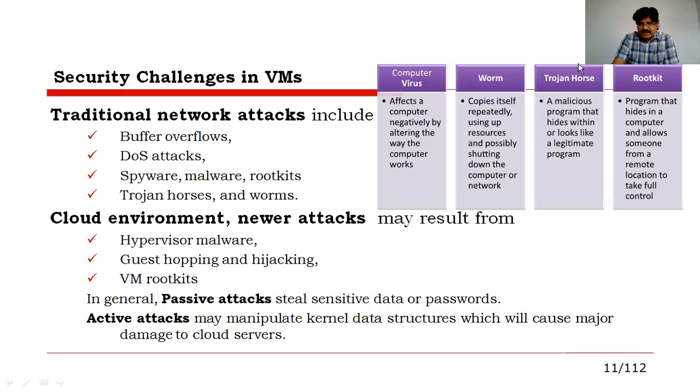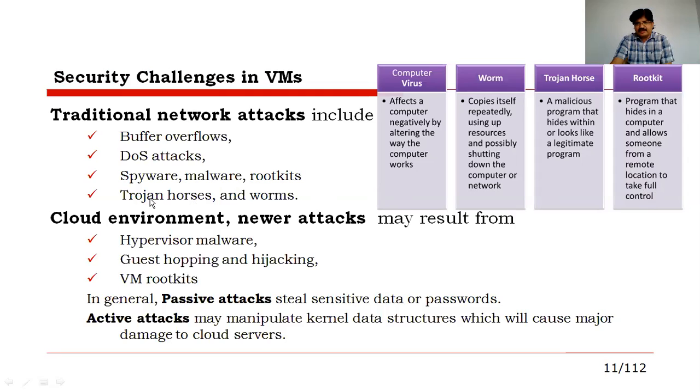So if you consider here rootkit, what is rootkit? Rootkit is a bad software that may hide in a computer and allows someone from a remote location to take full control. That means that our data will be stolen through remote access to the computer whenever the rootkit virus attacks the server. And another one is Trojan.